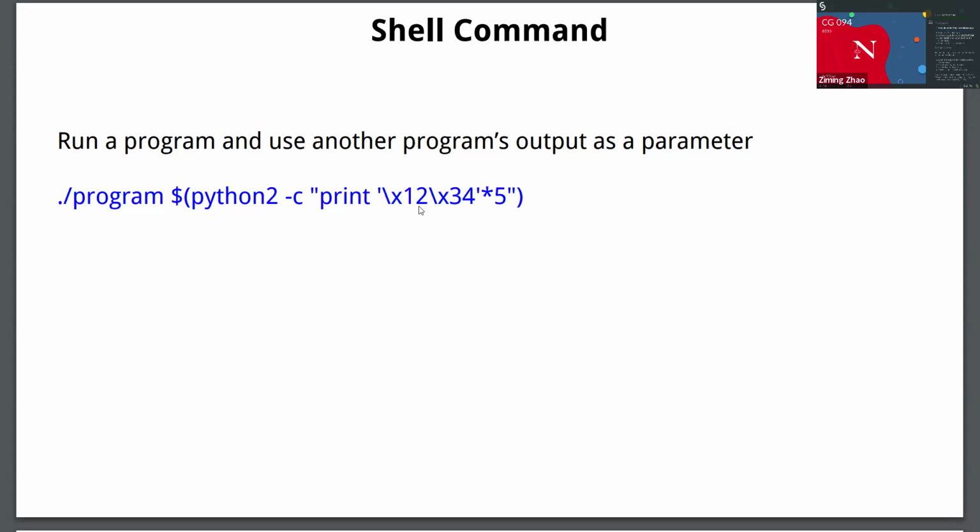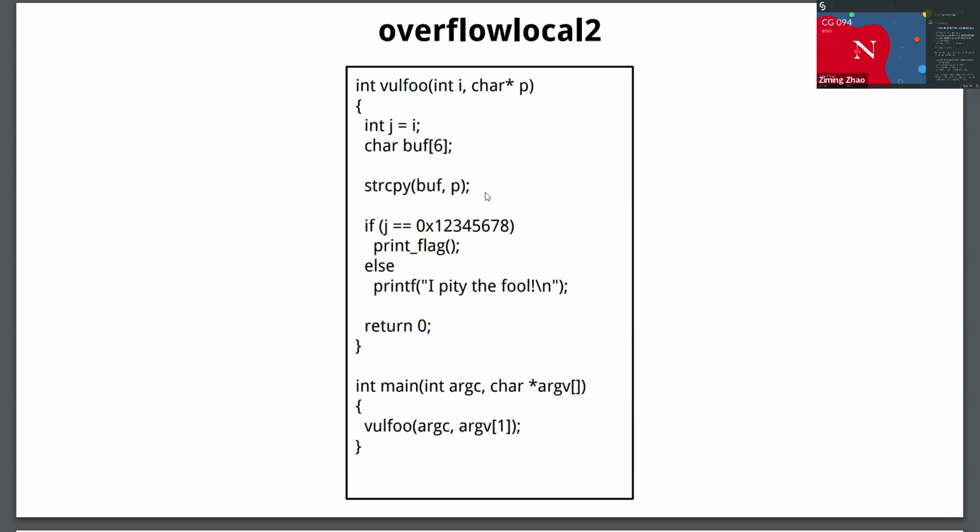\x12 means you are printing 1 byte, and that byte has a hex value of 12. Then \x34, you're printing out 1 byte, which has a hex value of 34. Times 5 means I'm going to print out 10 bytes. You will have 1, 2, 3, 4, 1, 2, 3, 4, 1, 2, 3, 4. That's obviously not what you want in this case, right? But that's the syntax. That's on the next page of the slide.